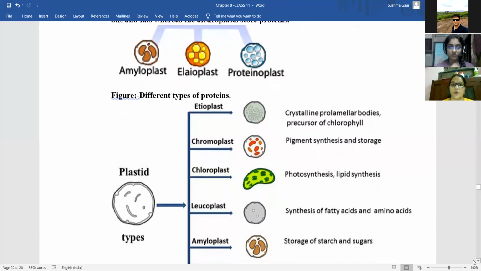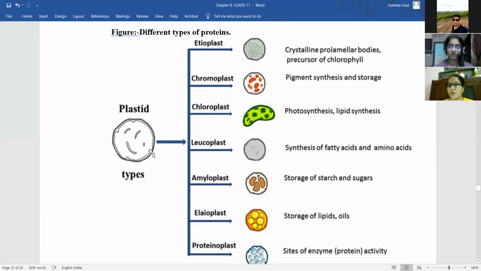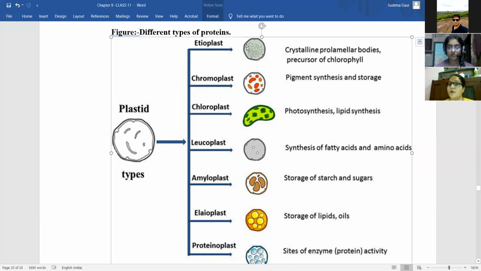I think I forgot. Okay, so this is like a chart, so that it will make it easy for you to understand and remember. This is plastid. Elioplast will store oil. Chromoplast will do pigment synthesis, chloroplast will be green in color and do lipid synthesis. Their functions are also given in this table. What will be the function of the elioplast? It is involved in crystalline prolamellar bodies, precursor of chlorophyll. And the function of chromoplast is pigment synthesis and storage. Chloroplast is involved in photosynthesis and lipid synthesis.